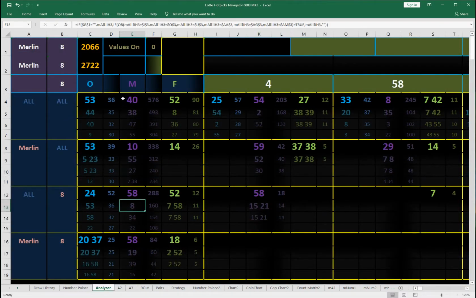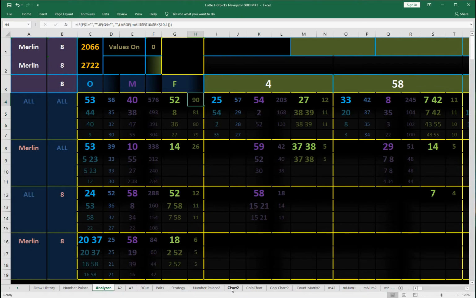So what we can do with the analyzer is we can basically summarize a chart in general, a chart for the machine, the chart for the ball set, and the chart for the machine and ball set combined. So all that information, looking at most overdue for frequency, and most frequent numbers, listed in order of how frequent they are. And these values at the side of each number show the frequencies. So you can see the frequency of 52 is 90.